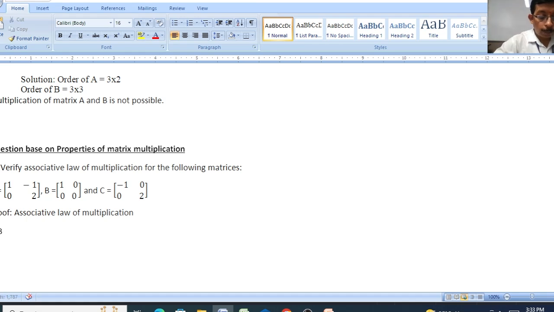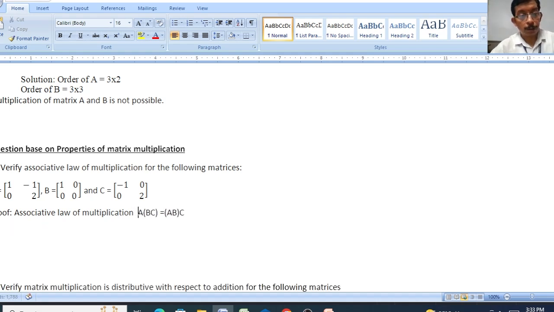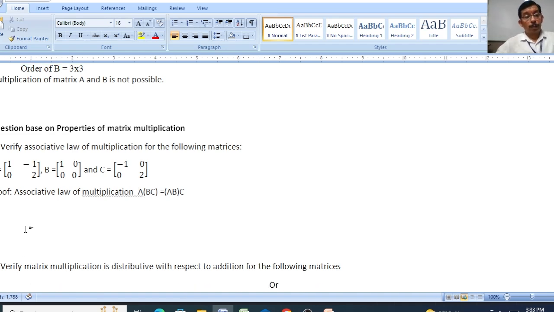A(BC) is equal to (AB)C. This is the associative law of multiplication. Now we first multiply BC.